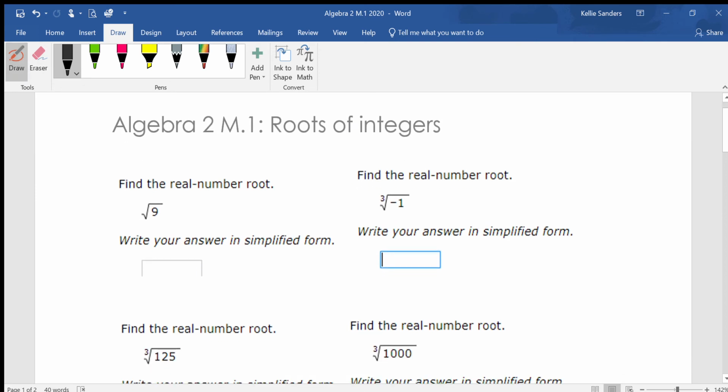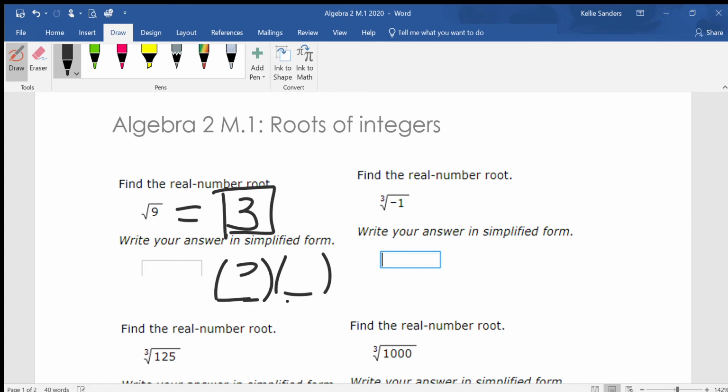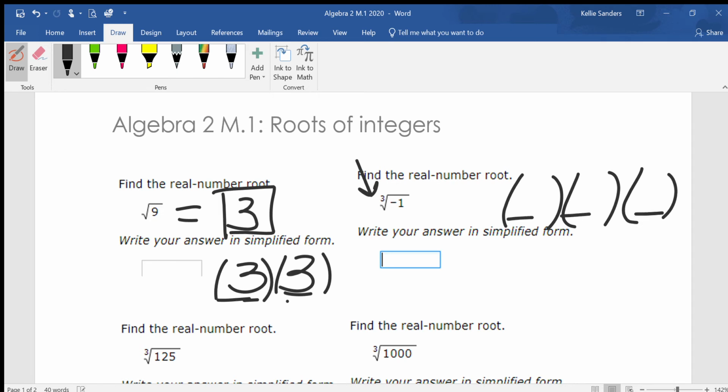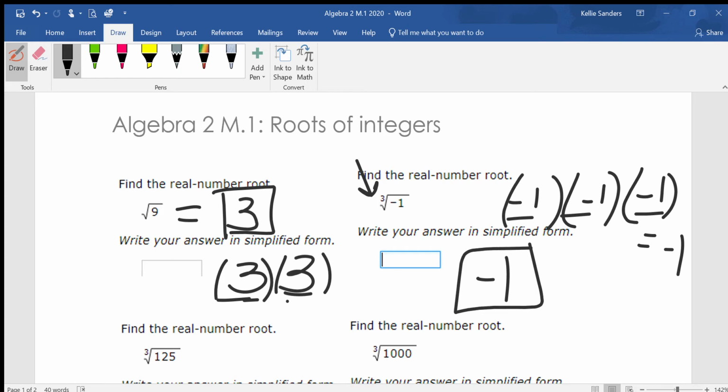M1, roots of integers. Find the real number root. So on this, if you're taking the square root of 9, it would be 3 because you're looking for two numbers multiplied together to get 9, and that would be 3 and 3. And on the cube root of -1, what three numbers, because that is your root, multiplied together give you -1, and they have to be exactly the same, so that would be -1. -1 times -1 times -1 is -1.